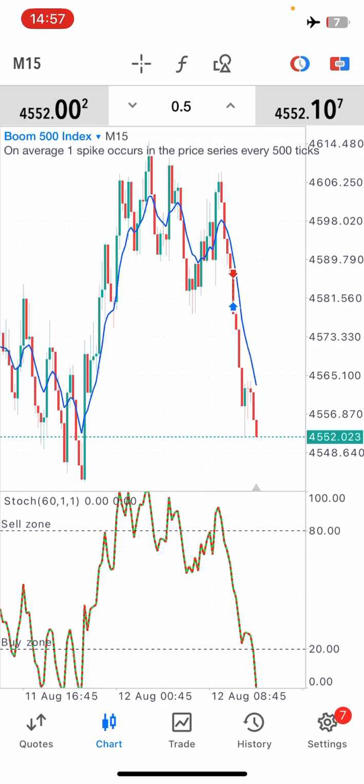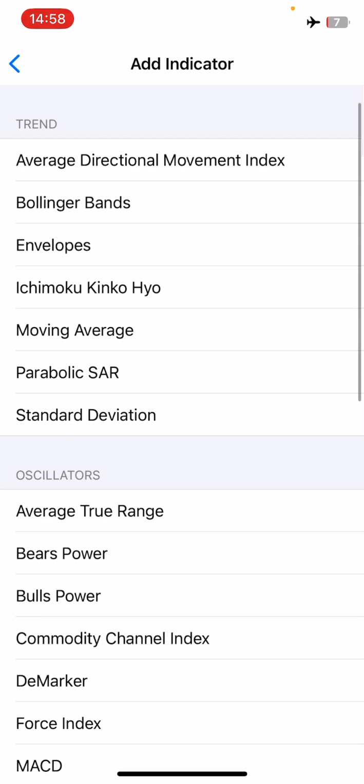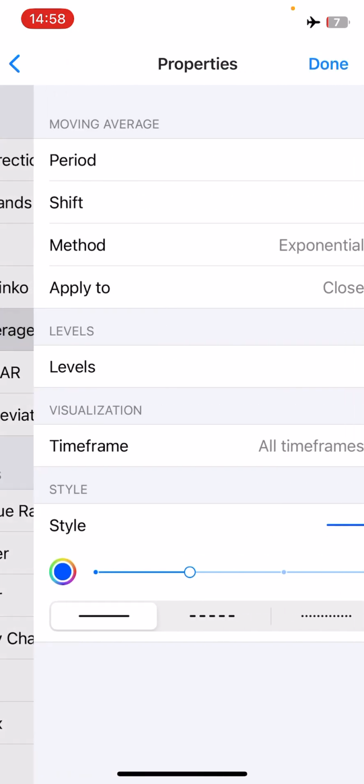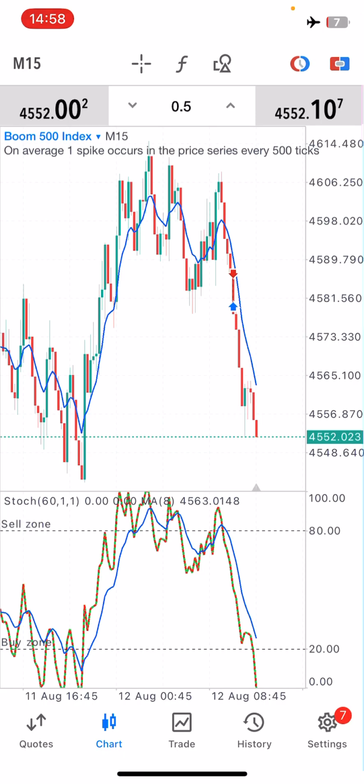The last indicator that we need for this strategy is a moving average. So I'm going to go back to my indicators, but this time I'll click where it says indicator window 1, and then I'll click the moving average, and it is just going to have the same properties as the first moving average that we installed. So basically just click on done, or if you had removed it, here are the properties. If I click done, you can see that we now have the full strategy, and what's simply left is knowing when to buy and knowing when to sell.